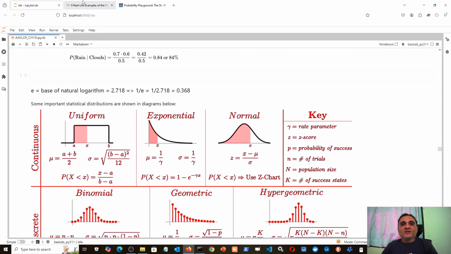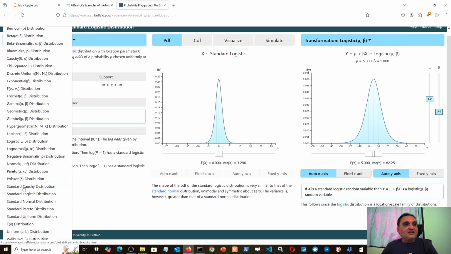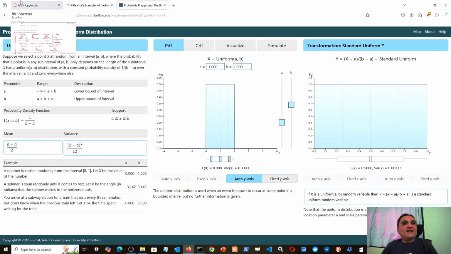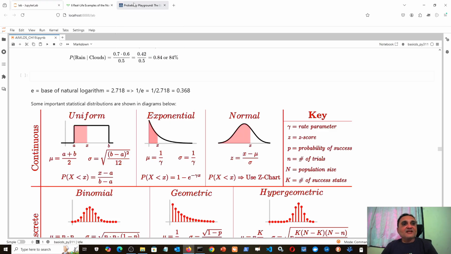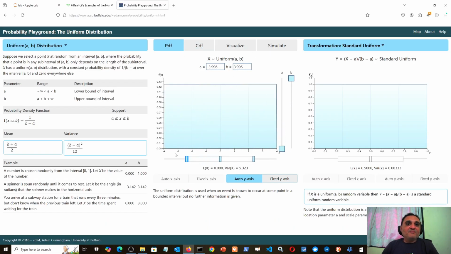For example, uniform, exponential, normal. Okay, so here I can select any distribution. You can see the long list of available distributions. So I take the uniform AB distribution like that. Okay, uniform, and that is as I have shown here, uniform. So it is that kind of distribution, right? This kind of, and I can even vary these parameters like A and B, bring closer, A and B bring away from each other, like that.